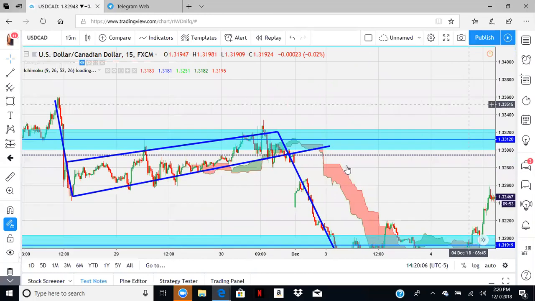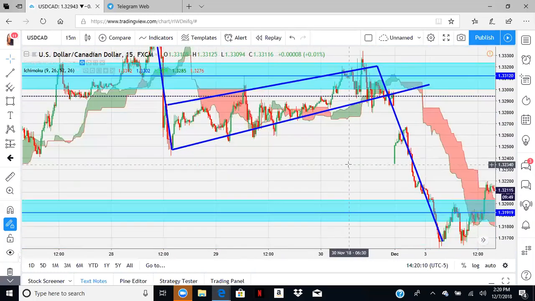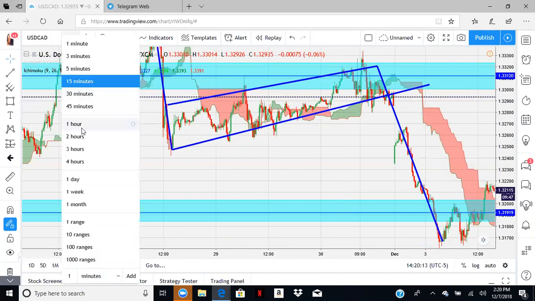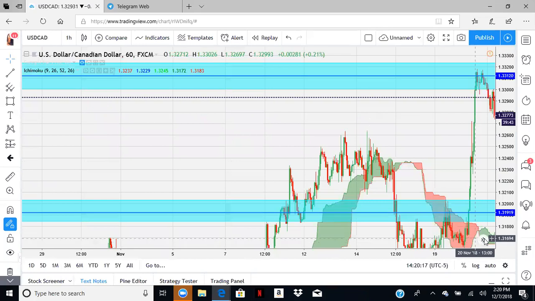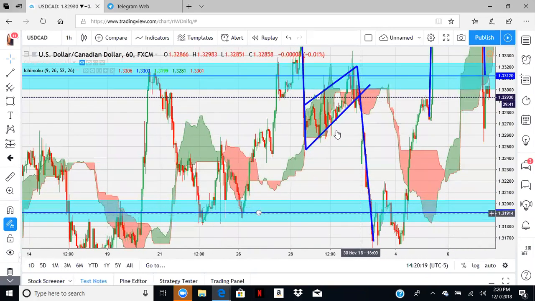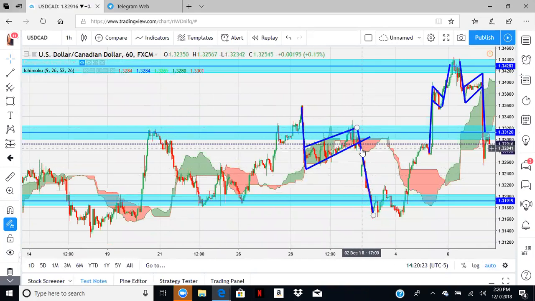Let me just show you guys some examples. And I do this again, like I said, on the 1 hour and the 15 minutes. So this is the 15 minute. This one probably happened on the 1 hour. Yeah. Do you guys see red candle, red cloud?